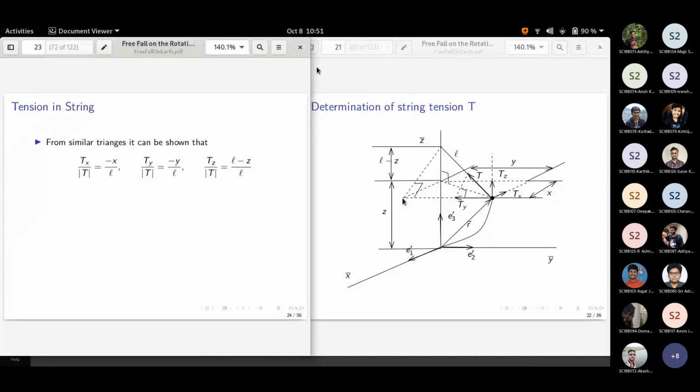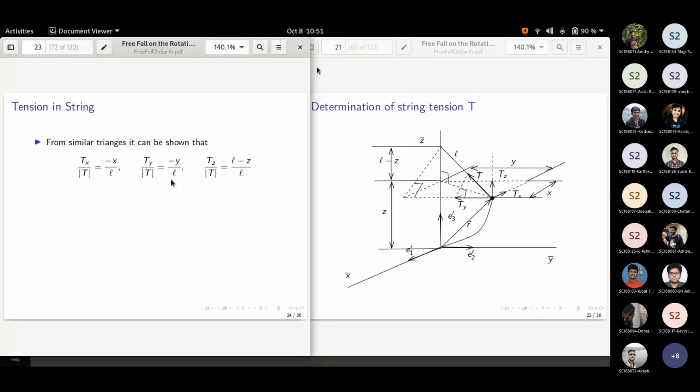Yes, sir. So once you make this observation, then it all will fall into line. We are saying Ty divided by T is the length y divided by the actual length of the pendulum. Since it is in the minus direction, we have put minus y divided by L, because Ty is also in the negative direction.